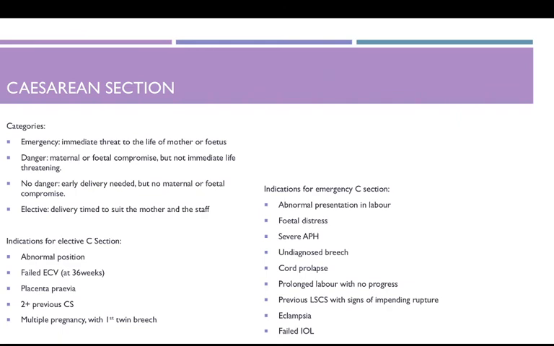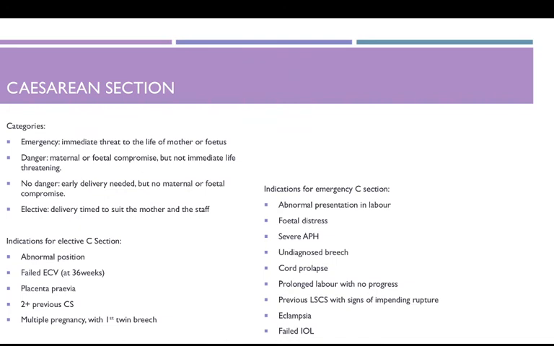C-sections can be categorized into 4. So you can have an elective C-section, where the delivery time is decided beforehand. It's done to suit the mother and the staff. Or you can have an emergency C-section, which is done because there's an immediate threat to the life of the mother or fetus. The next category down is where there's danger, maternal or fetal compromise, but it's not an immediate life-threatening situation, or there's no danger, but you need an early delivery, and there's no maternal or fetal compromise.